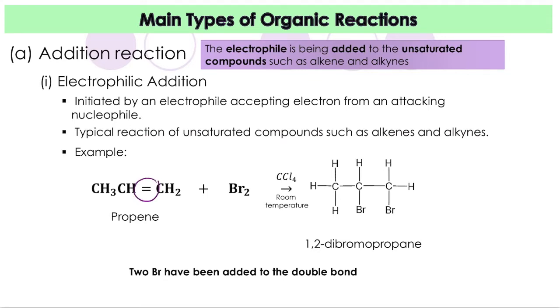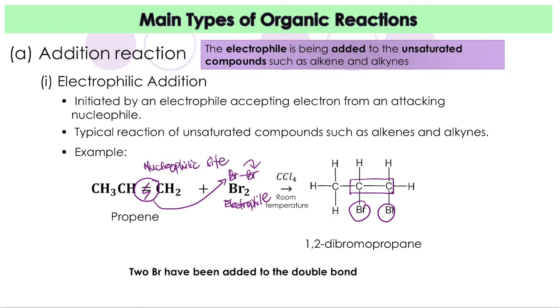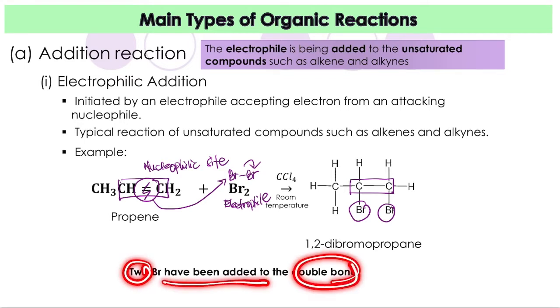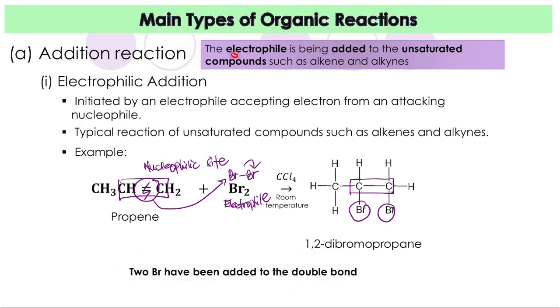For an example, we have this reaction here. So the double bond in propene is the nucleophilic site, and bromine there will act as the electrophile. So what will happen? The double bond will attack the bromine, and then the bromine will be added to the unsaturated compound. So this is why the name of this reaction is electrophilic addition. This is because two bromine have been added to the double bond.